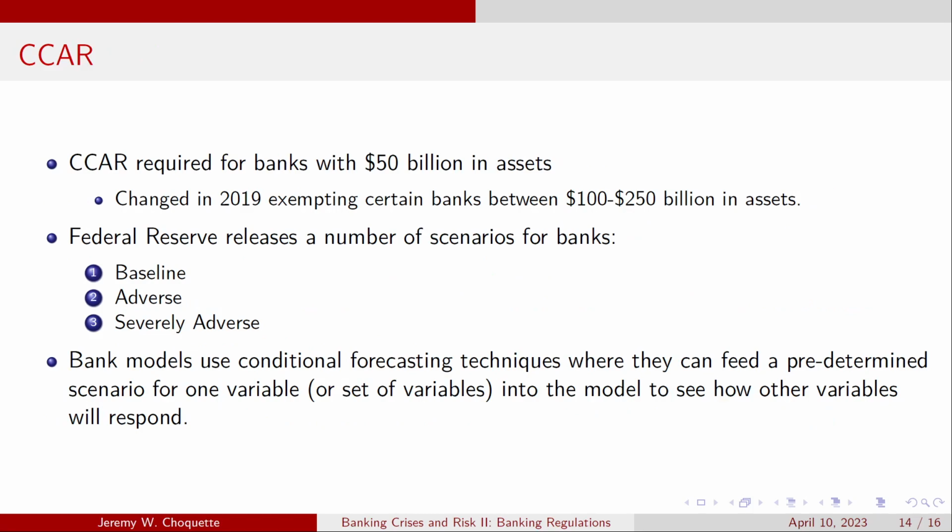Now, CCAR was initially required for banks with $50 billion in assets. But that changed in 2019. That exempted certain banks between $100 and $250 billion in assets. And that's one of the things, if you've heard about the collapse of Silicon Valley Bank, people going, oh, we should have regulated the banks more. Well, this is what they're alluding to.